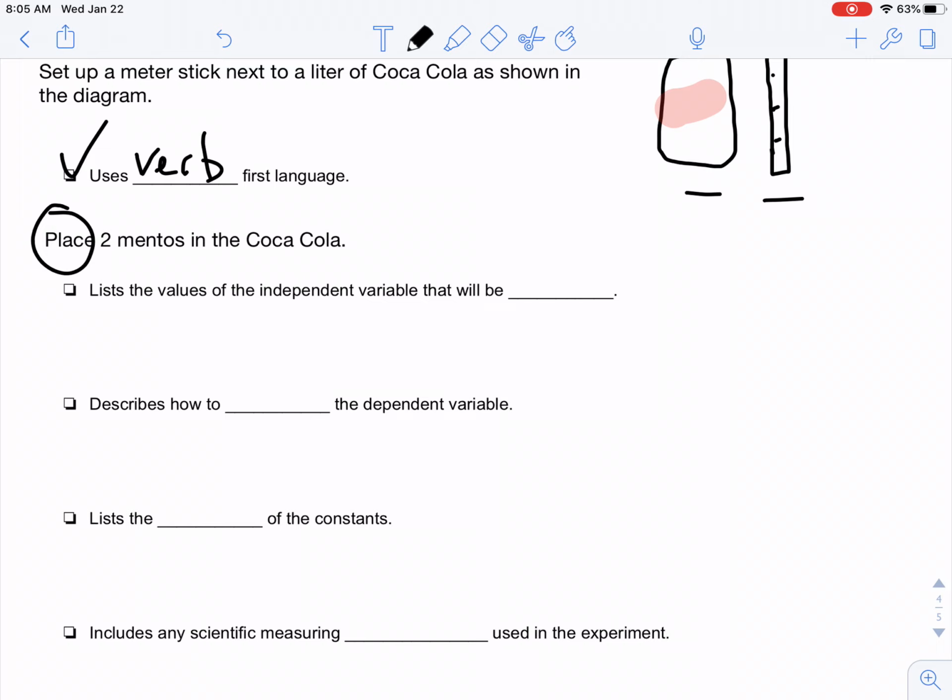You don't want to say, we did this. You are telling the scientist for them to do it. You have to do it. So some other verb first language, think like, go to bed, open the door, things that start with the verb, and they're commands. So think commands, because you're writing the procedure. You're commanding the scientist to follow the instructions. Nice. Place 2 Mentos in the Coca-Cola.